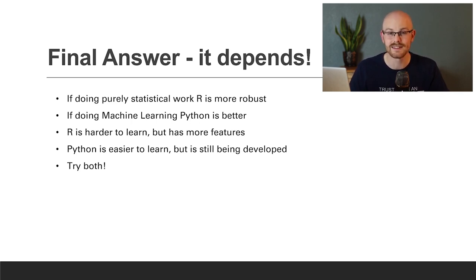But it really does depend on what you're using it for. If you're doing purely statistical work, R is going to be the better choice. If you're doing machine learning, Python is arguably much better. In my opinion, R is harder to learn, but it has more features, while Python is easier to learn, but isn't as developed yet. What I genuinely think you should do is try both. You really need to get some hands-on experience, take a course in both, see what you think and determine for yourself what is better.